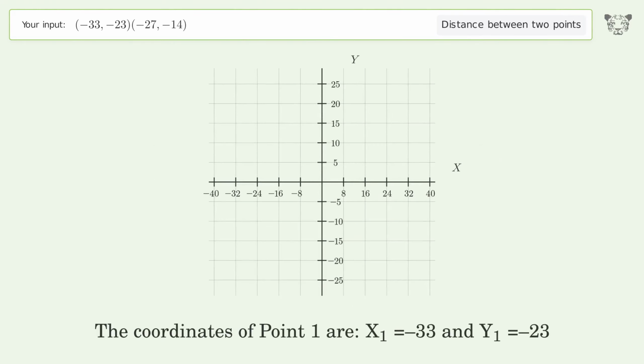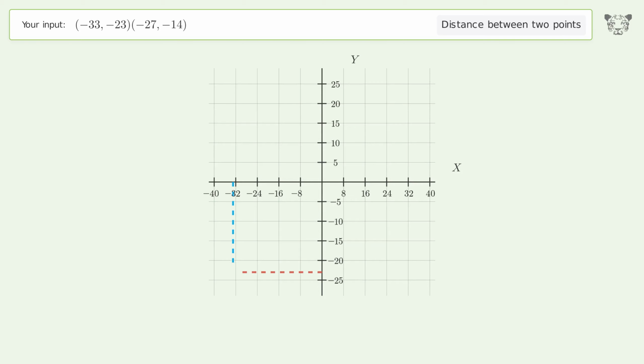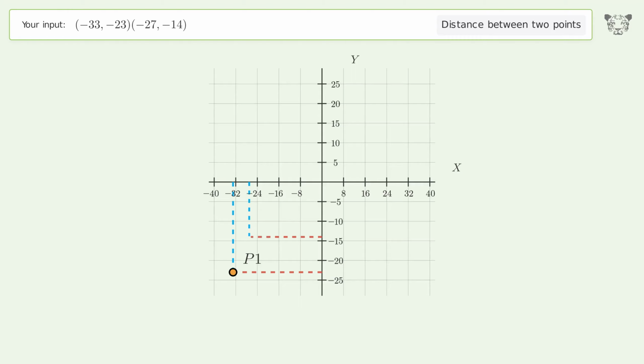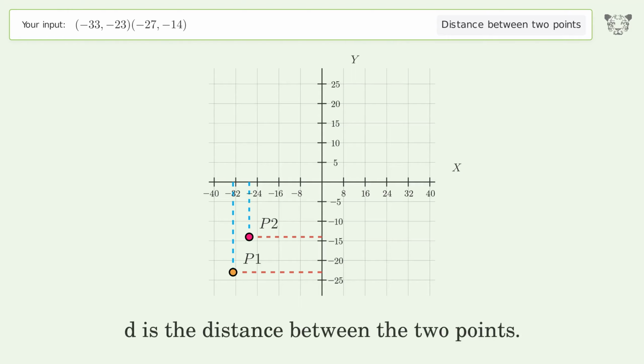The coordinates of point 1 are x1 equals -33 and y1 equals -23. The coordinates of point 2 are x2 equals -27 and y2 equals -14. D is the distance between the 2 points.